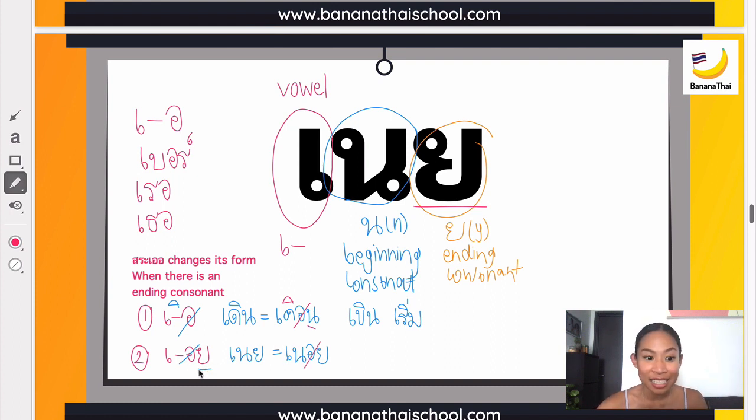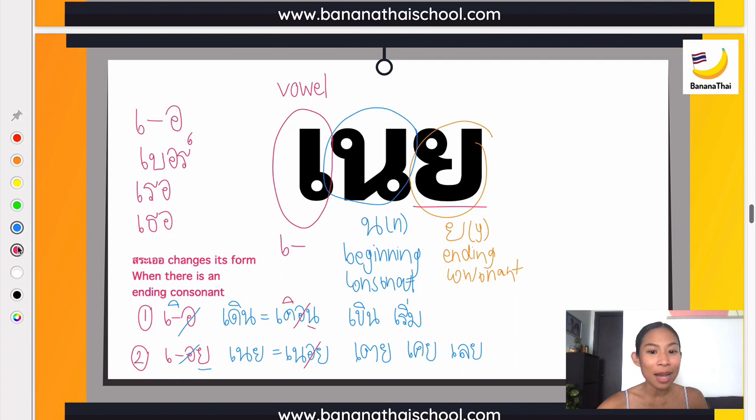If the ending consonant is ยอยักษ์, the word เนย. What else? The word เตย, ใบเตย, pandan leaf. The word เคย, used to. The word เลย, to exaggerate, like สวยมากเลย, very beautiful. So that's why this word is not nay with สระเอ, but it actually sounds from สระเออ, เนย.